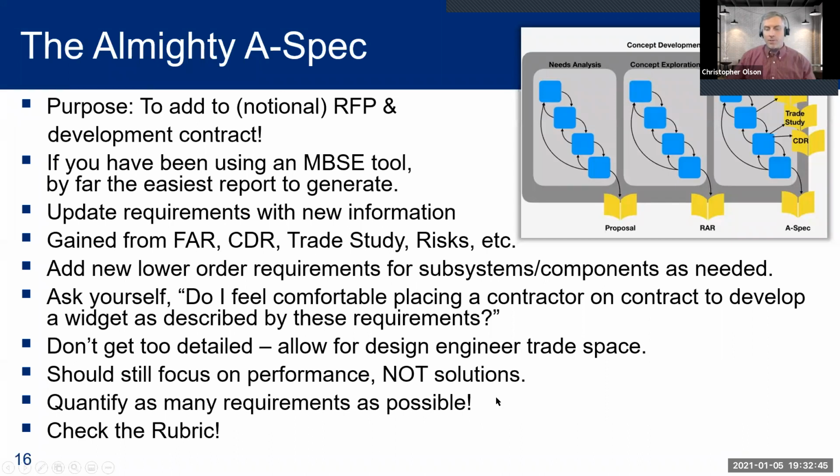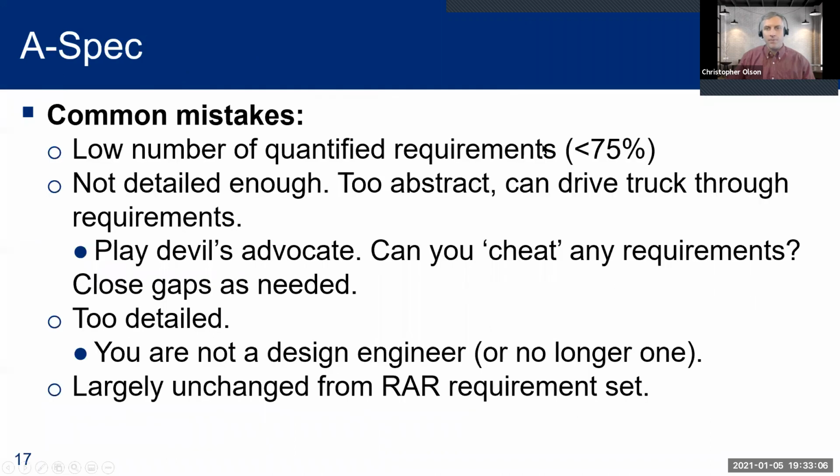Quantify as many requirements as possible. So you want to say how well these things should be performing or how fast or how reliably. Those are the three common things that the requirements should describe, right? Once again, check the rubric. I can't emphasize enough, the requirements need to be quantified, AKA testable, right? Common mistakes: low number of quantified requirements, less than 75%.